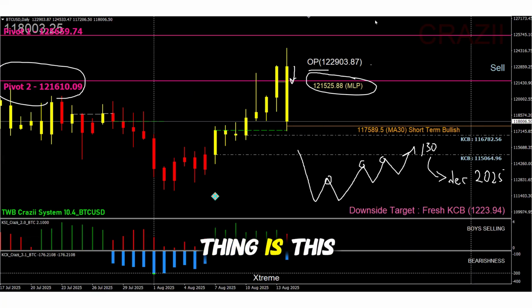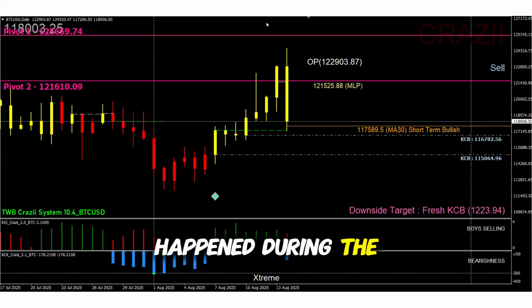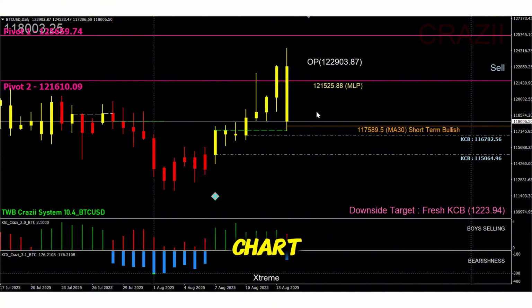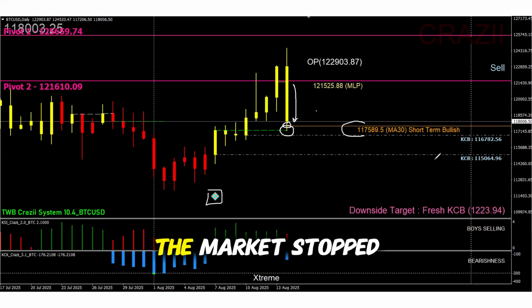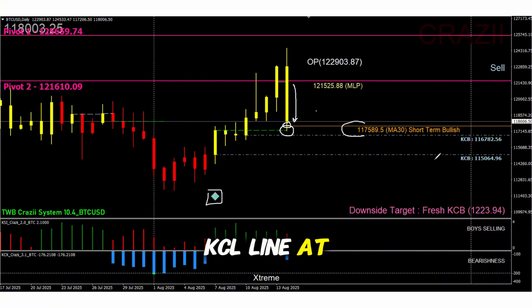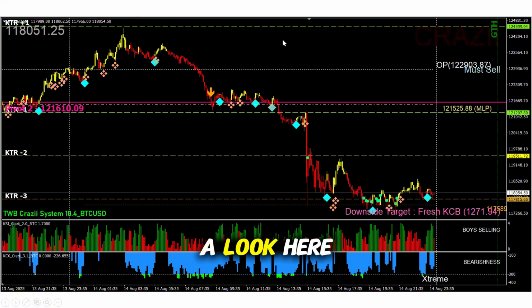So now the thing is this, let's see what happened during the day. Of course, you know that in the day chart, the price goes all the way down and then it trips the MA30. Then this is the beautiful part, the diamond line, whereby the diamond line and the KCL line were exactly at the same level. You look at the low, oh my God, the market stopped exactly at the diamond line and the KCL line at the same time. That was so beautiful.